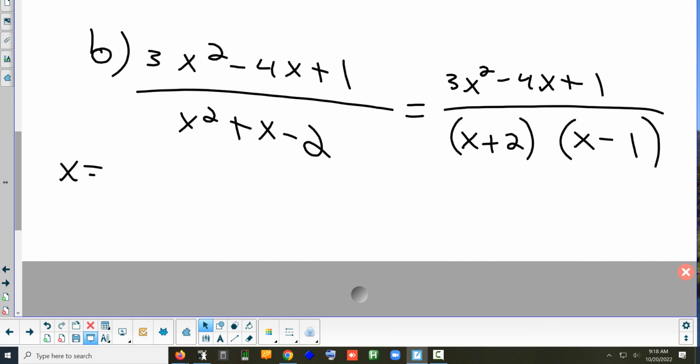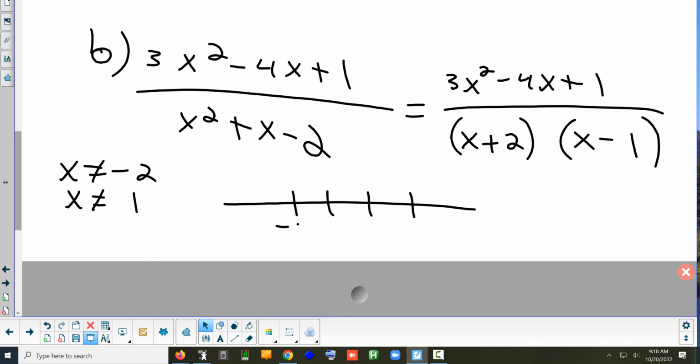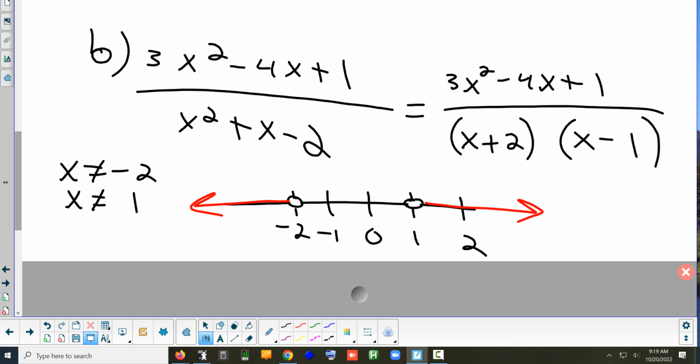Right. You can't use negative 2 or positive 1. So think of that on a number line. Negative 2, 0, 1, 2. You can't use negative 2. You can't use positive 1. So this is a visual to just see, well, what can you use? You can use anything below there. You can use anything above there. Or you can use anything between there and there. So how many parts does this domain have? Yeah, three. It has three parts.